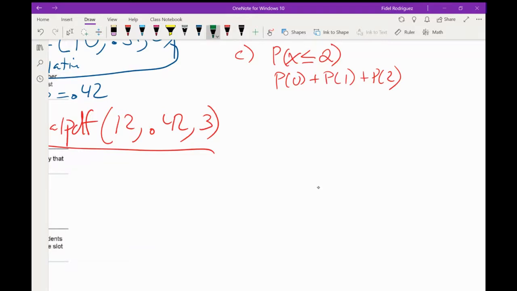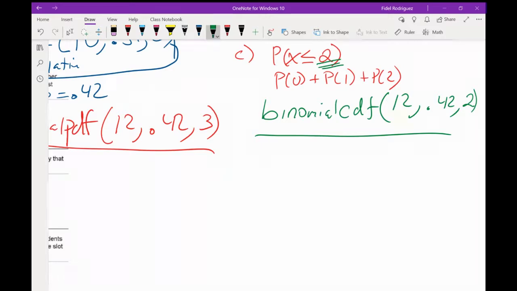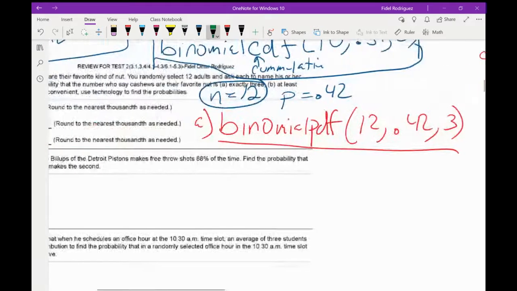So if I was going to add those all up, would I use binomial PDF or CDF? CDF. Very good. And we go binomial CDF, and our n would still be 12. My p would be 0.42, and we're stopping at what number? 2. Boom. And there would be my answer for part C, right? So whatever we got when we did this, that would be our answer for part C.